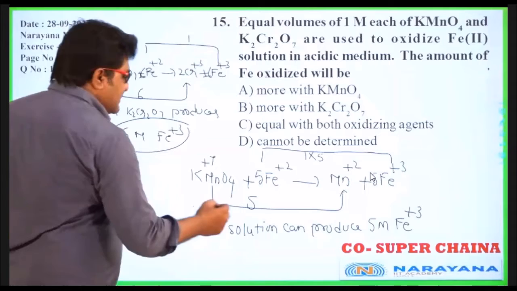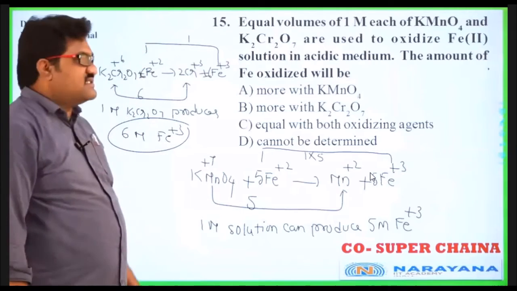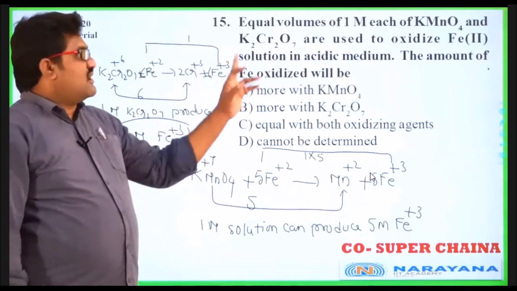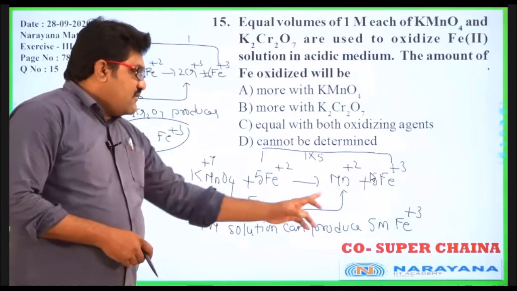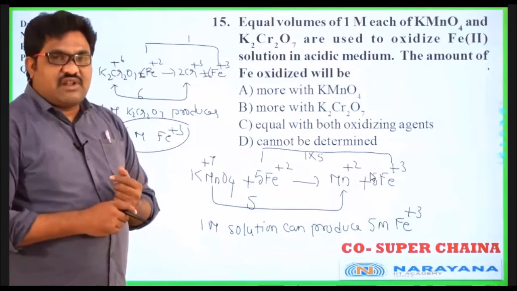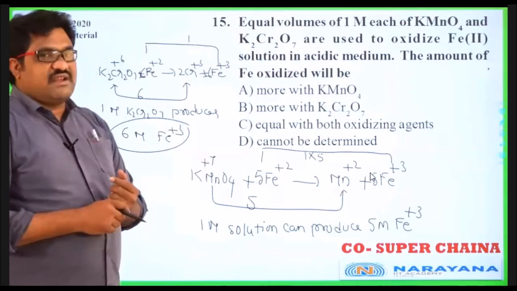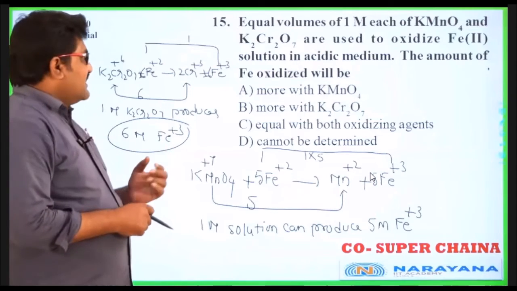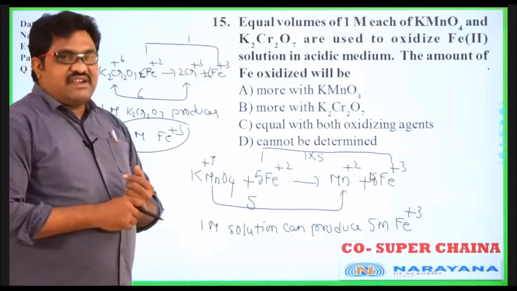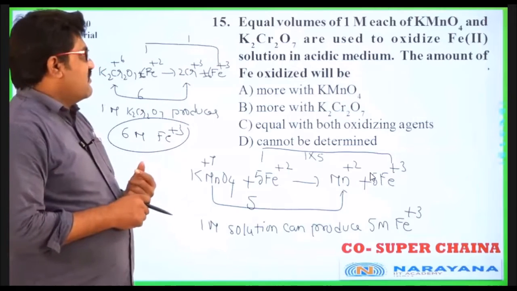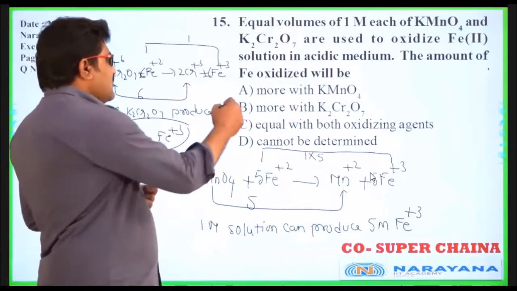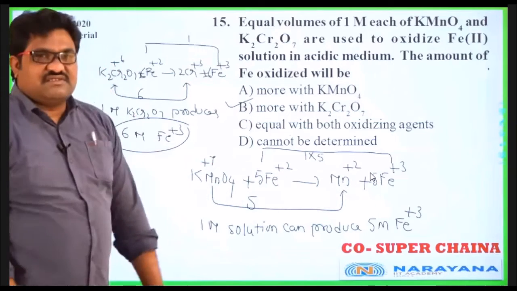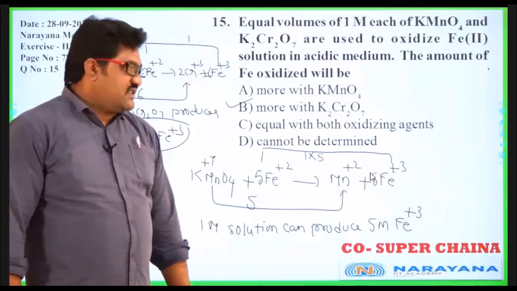So in which case is the content of Fe plus 3 more? When it is treated with 1 molar of K2Cr2O7. KMnO4 forms only 5 molar Fe plus 3, here 6 molar Fe plus 3. So in case of potassium dichromate the amount of iron plus 3 is more. Okay. So among the given, option B is the correct one. Okay. Let us go for the next one.